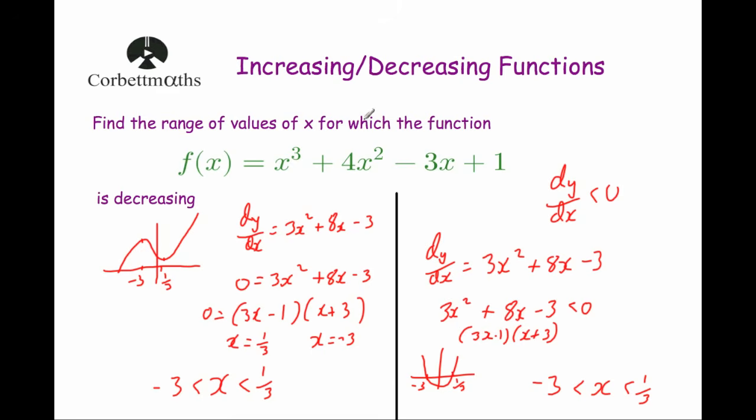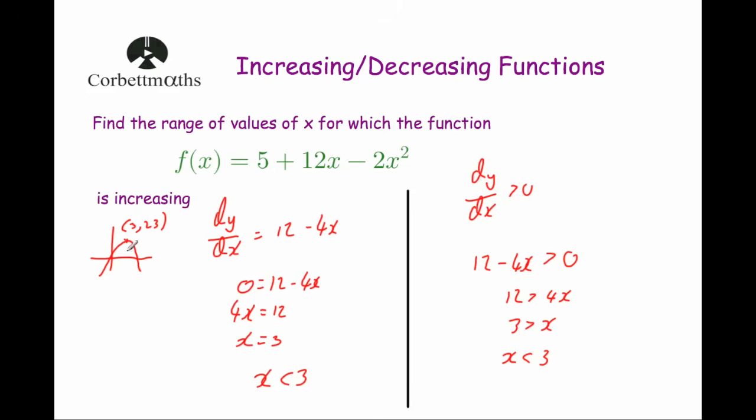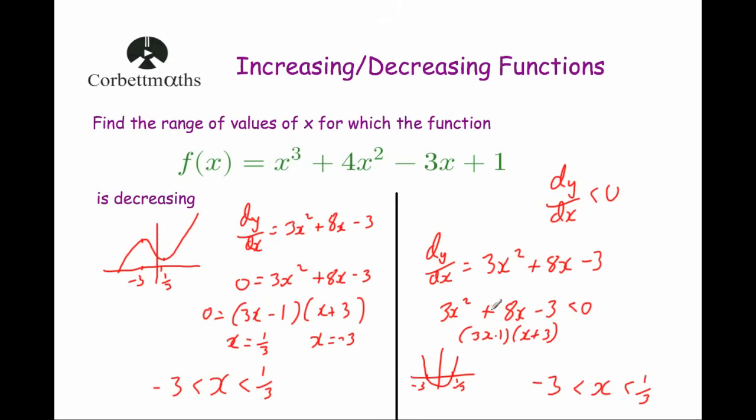And that's it. For increasing and decreasing functions, obviously if a function is increasing, dy by dx will be bigger than 0. If it's decreasing, dy by dx will be less than 0. Some students prefer to solve this by considering what the graph or the function looks like and finding the stationary points and then using their common sense to work out when it's increasing or decreasing. And some students prefer to just get dy by dx and write down it's bigger than 0 and solve that inequality, or less than 0 and solve that inequality. And sometimes you'll get a quadratic, so just remember how to solve quadratic inequalities. That's it.